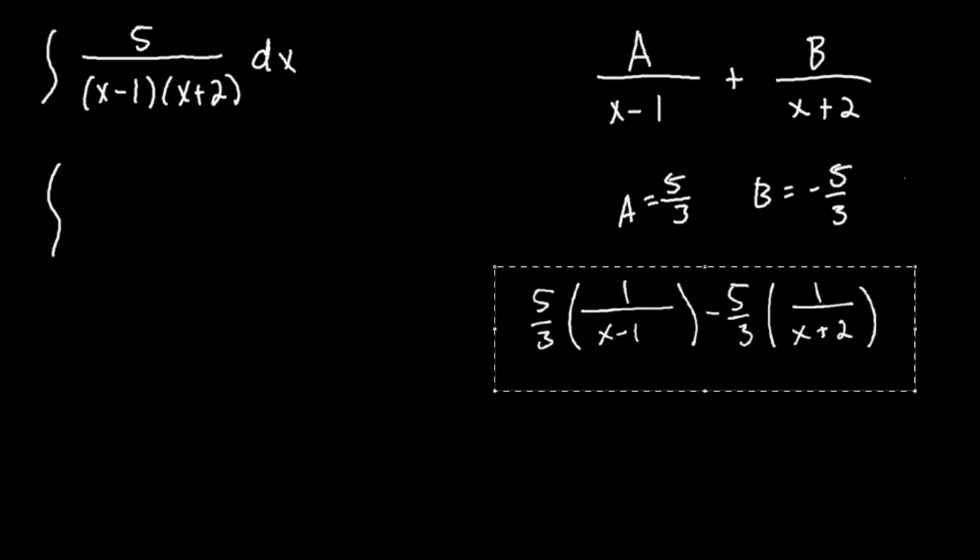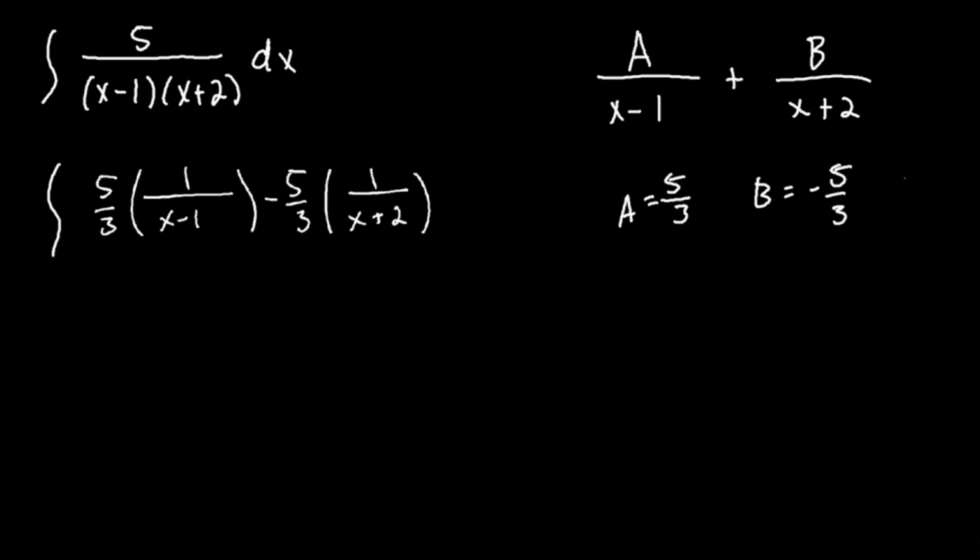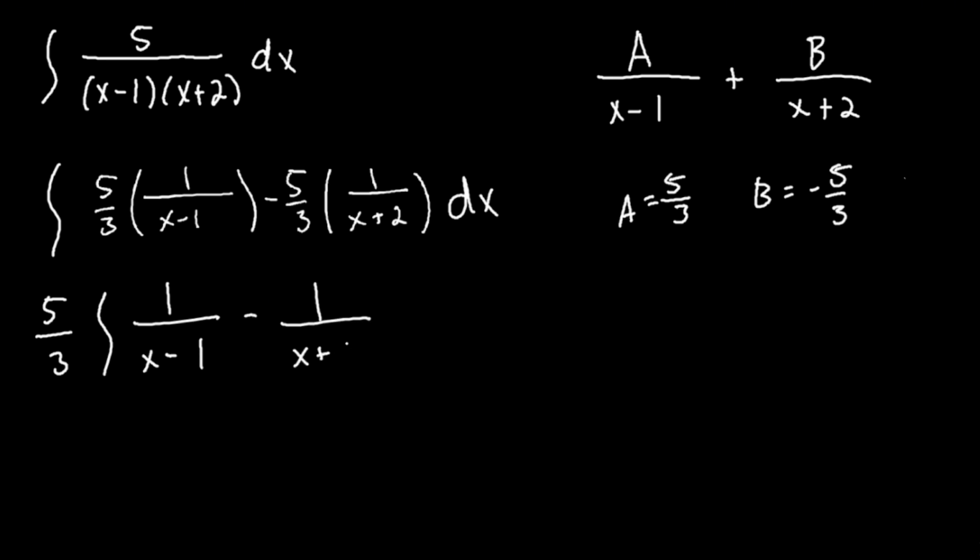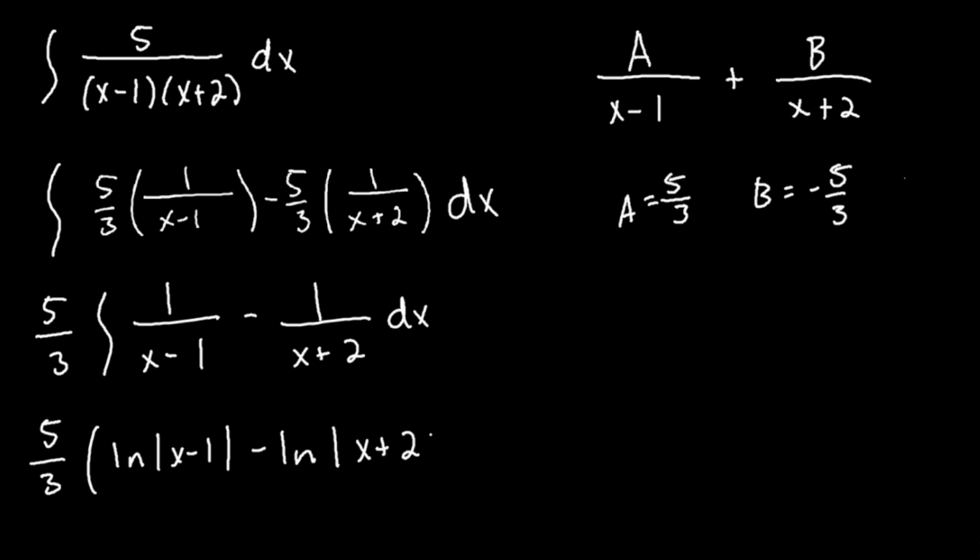I can just move this onto the integral dx. All right, well, we can factor out 5 over 3 here. So 5 over 3 is factored out of the integral to get 1 over x minus 1 minus 1 over x plus 2 dx. All right, now we just need to use natural logarithm identities. So we have 5 over 3 times the natural logarithm of x minus 1 minus the natural logarithm of x plus 2.